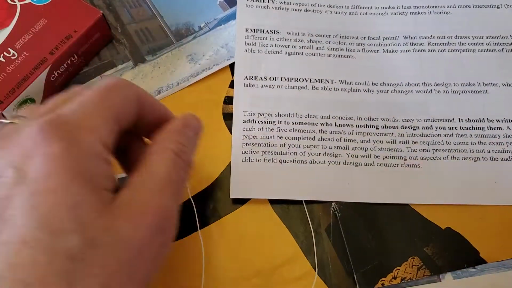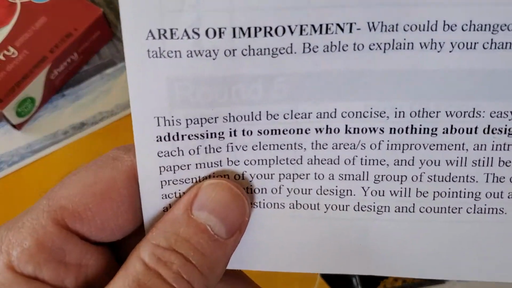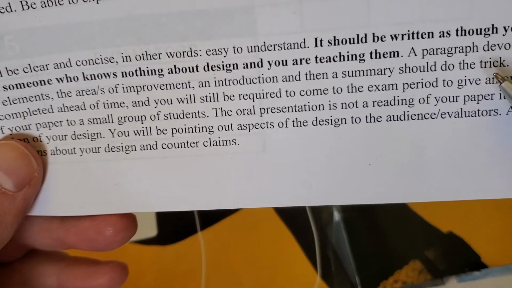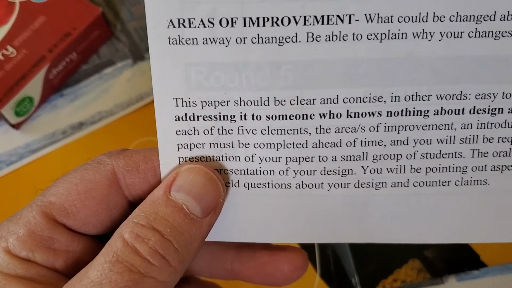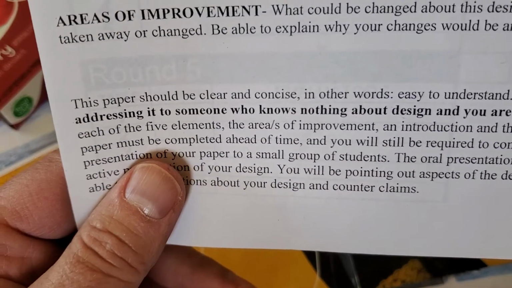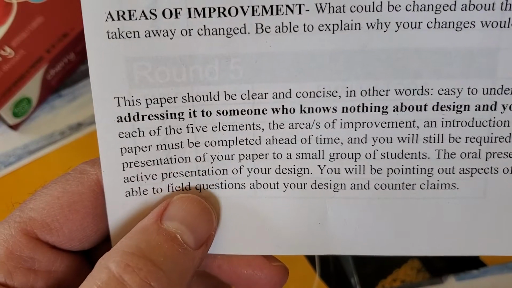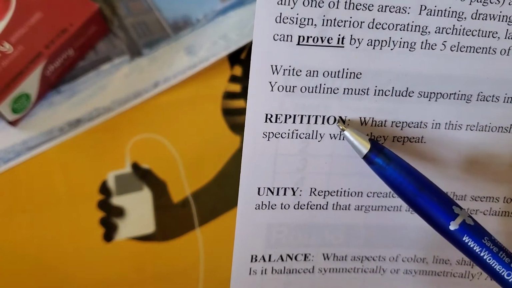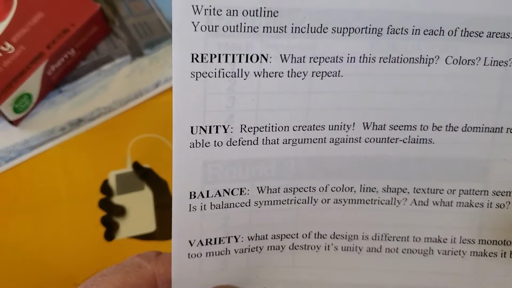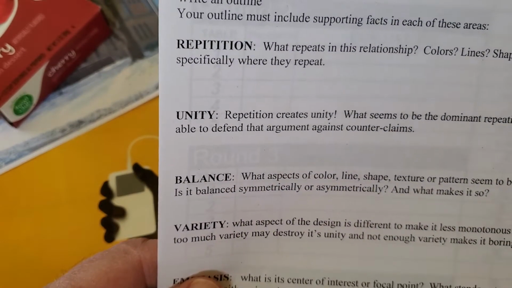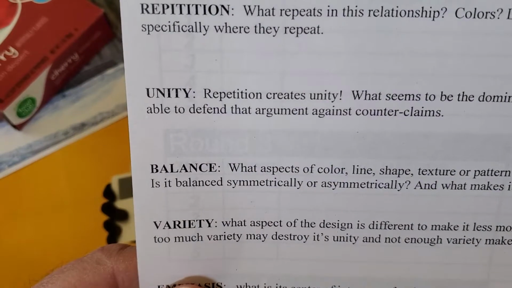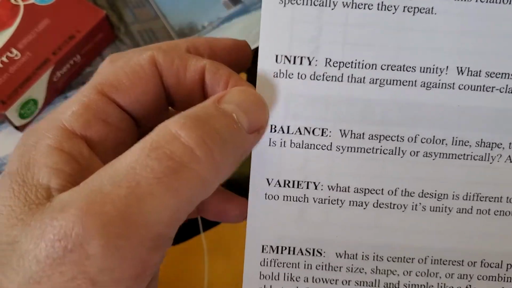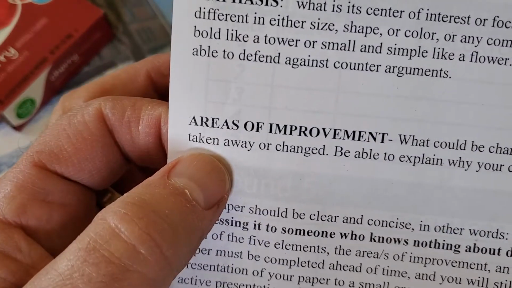Okay? So this is what you're going to do. You're going to write your paper. It should be clear and concise, in other words, easy to understand. It should be written as though you're writing it to somebody who knows nothing about design and you're teaching them. A paragraph devoted to each of the 5 elements would be about sufficient, but I would say the biggest paragraph is going to be for repetition, because you need to describe what colors repeat, what lines repeat, what shapes repeat, possibly what textures and patterns repeat, okay? So that would be your largest paragraph. So I'd say a paragraph devoted to each one of these and a paragraph devoted to the areas of improvement.